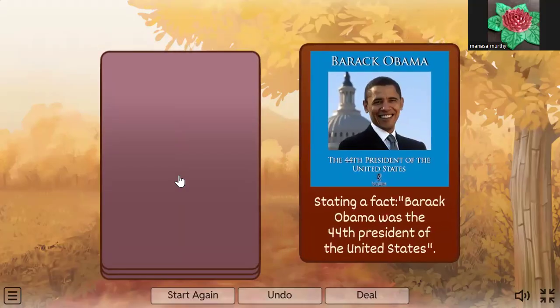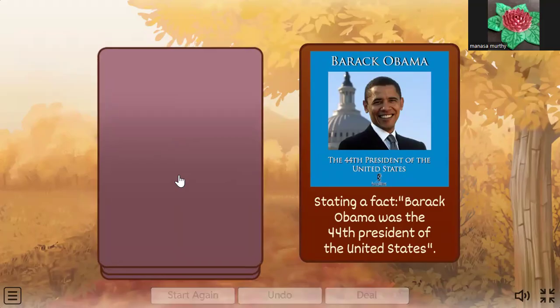Stating a fact, we can have more such examples, like Barack Obama was the 44th president of the United States. So the 44th president of the United States was Barack Obama. We are stating a fact. Sentences in that pattern are also called declarative sentences.